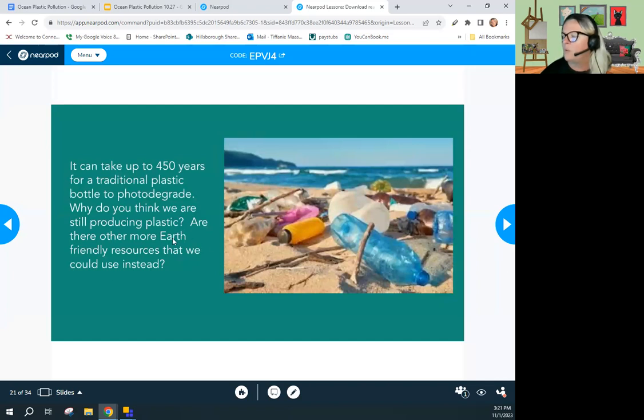So why are we humans still producing plastic when there are so many other ways that we could solve our problems, like there are friendlier resources? It's convenient. Sophia, right? It is convenient, isn't it? So we have to change the way we're thinking about convenience. It's convenient now, but will it be convenient later when this problem is out of control?